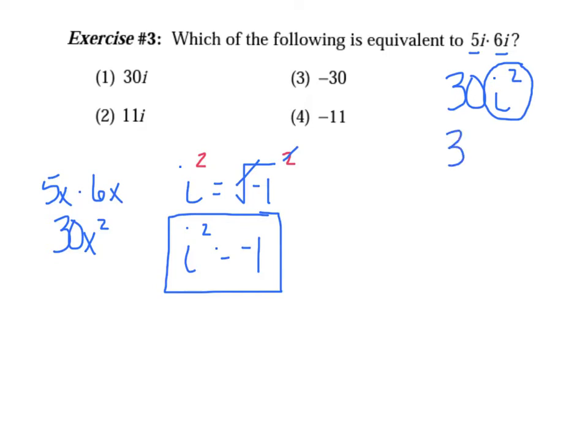So I'm going to substitute my negative 1 in for i squared, and I end up with negative 30, otherwise known as choice 3 for this answer.